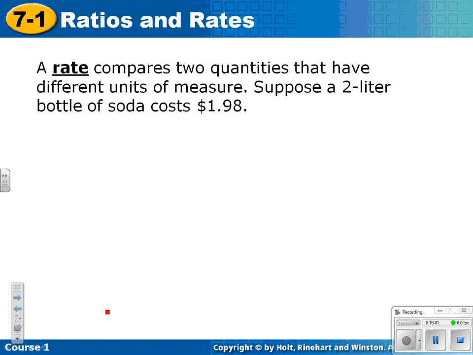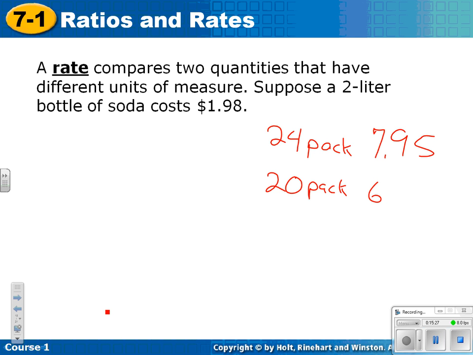Mountain Dew. I've got a 24 pack. I could buy a 24 pack of Mountain Dew, costs $7.95. Or right next to it, they got those 20 packs that look just like 24 packs. So, or I could buy the 20 pack for $6.75. Which one do I buy?